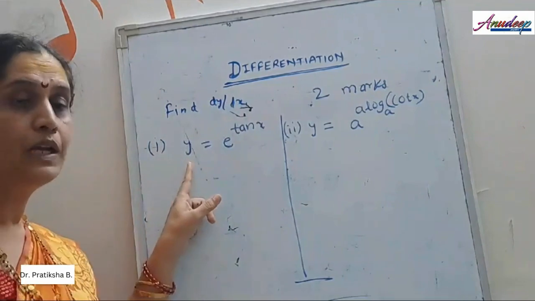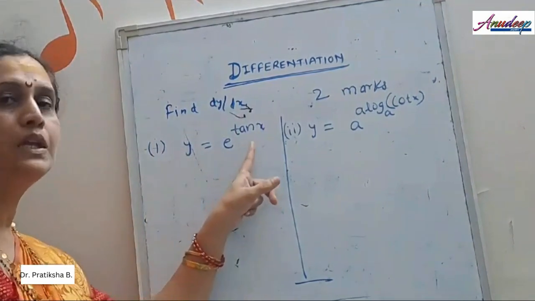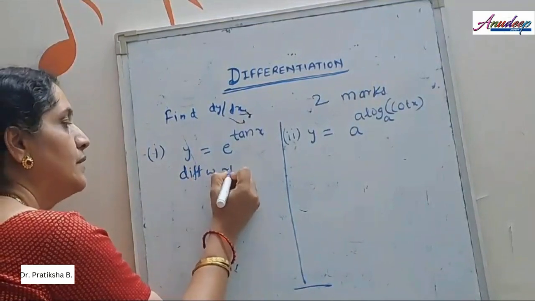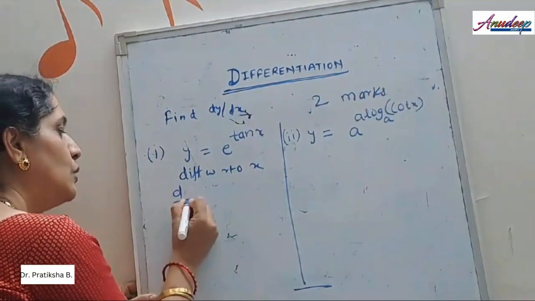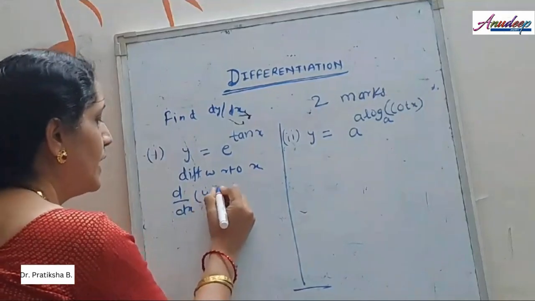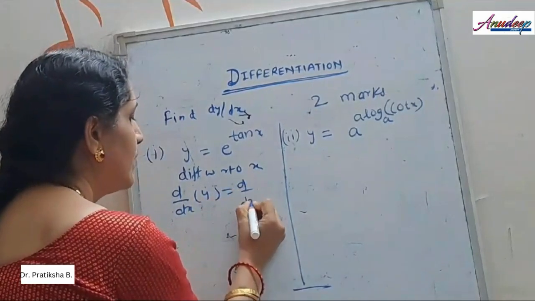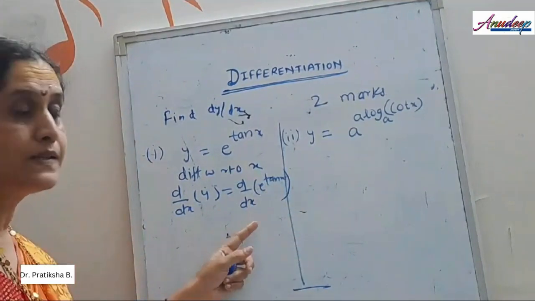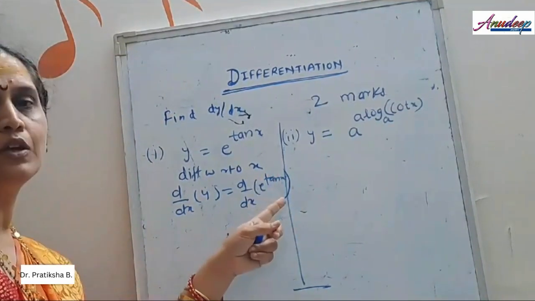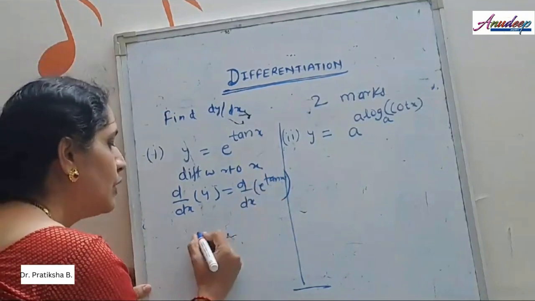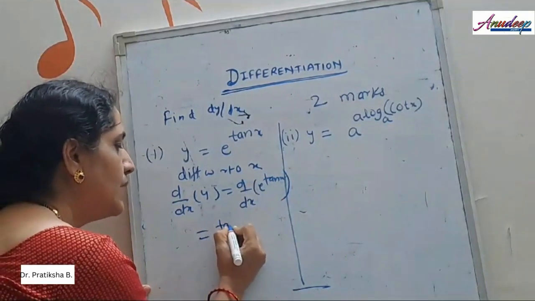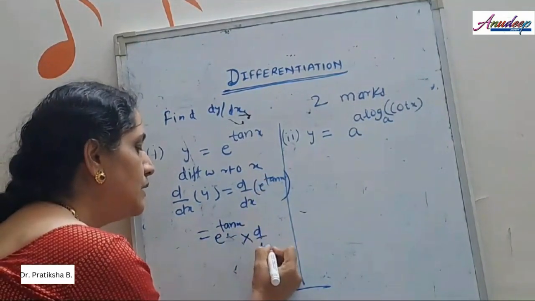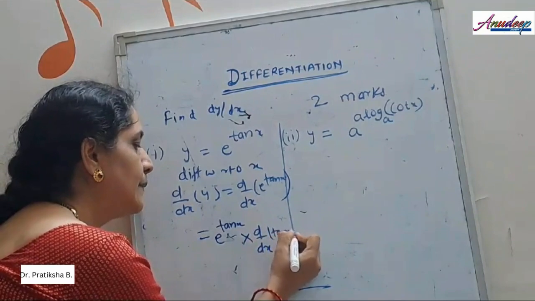So here we need to find dy by dx when y is equal to e raised to tan x. First we will differentiate both sides with respect to x, which gives d by dx of y equal to d by dx of e raised to tan x. Now applying the basic formula, the derivative of e raised to x is e raised to x. So we get e raised to tan x, but it is a composite function, so we multiply by the derivative of tan x.